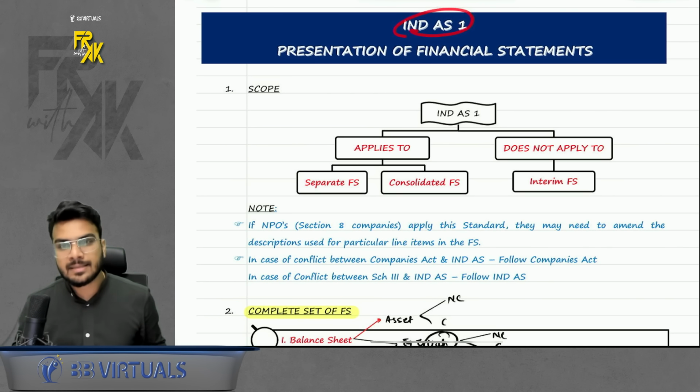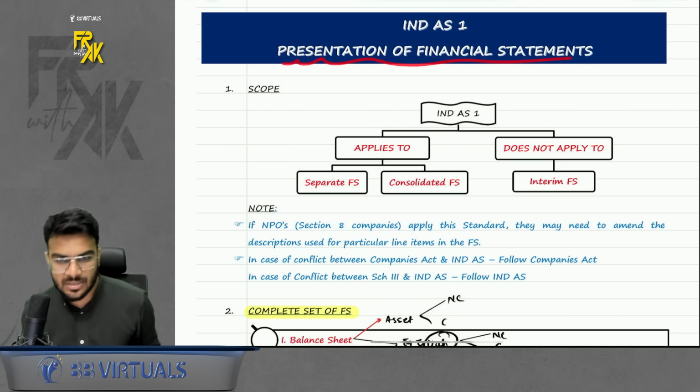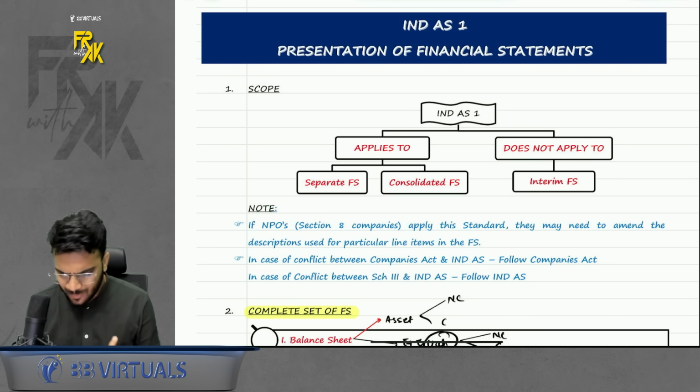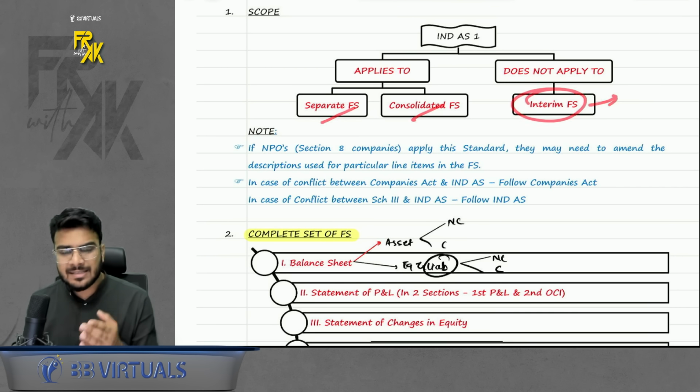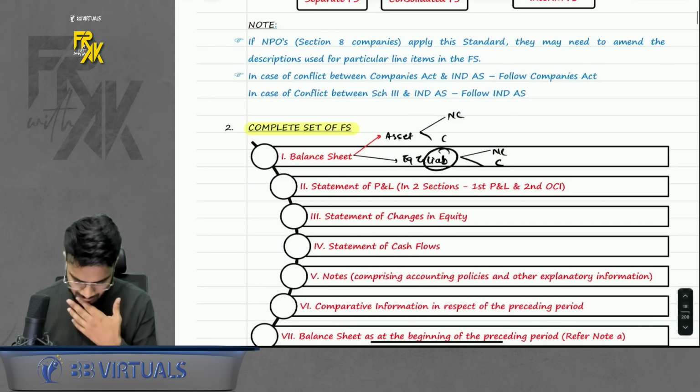First of all, the number is Ind AS 1, Presentation of Financial Statements. So the first point is scope. It applies to SFS and CFS. It does not apply to interim financial statements because there is a separate standard for this, Ind AS 34. Anyways, the remaining you can read.